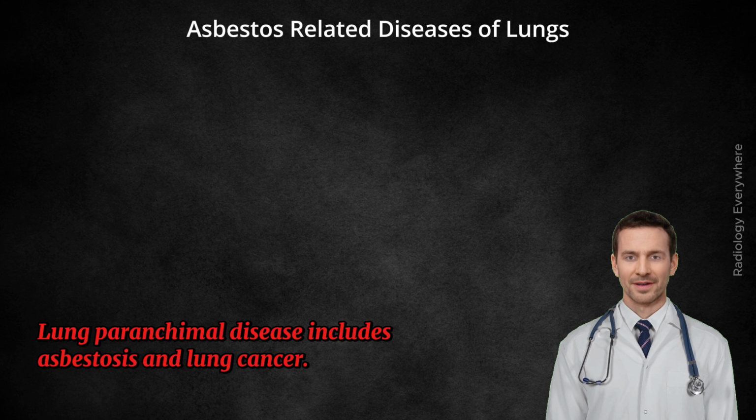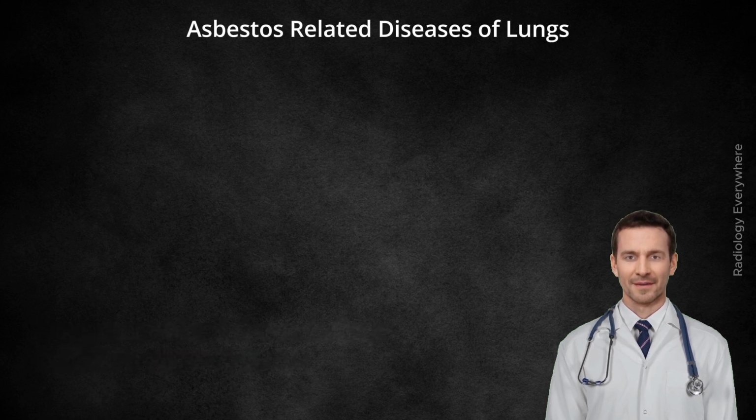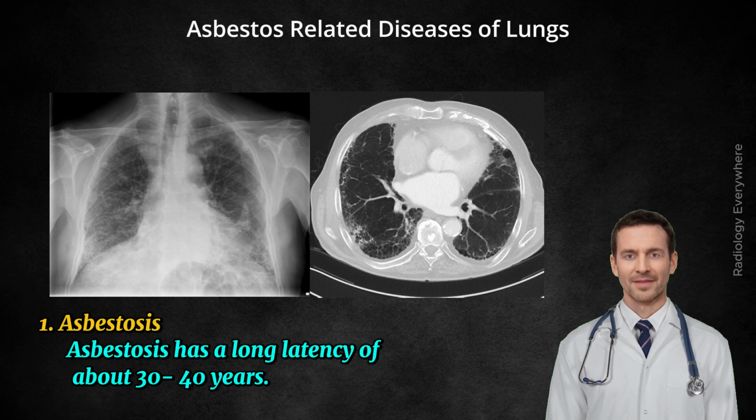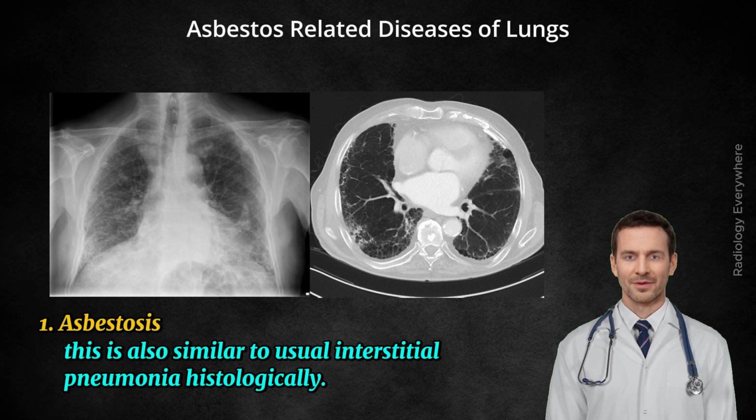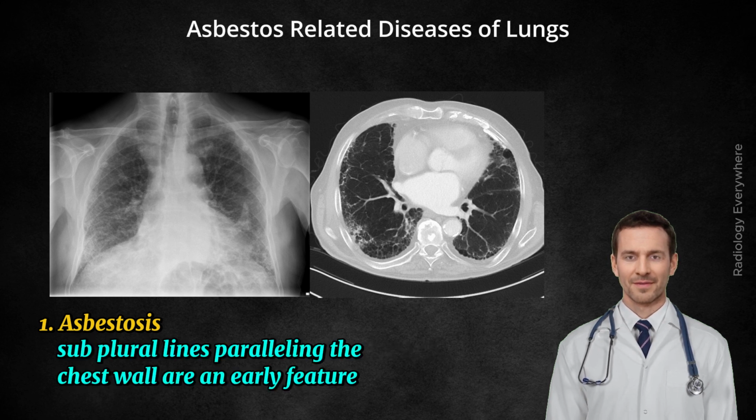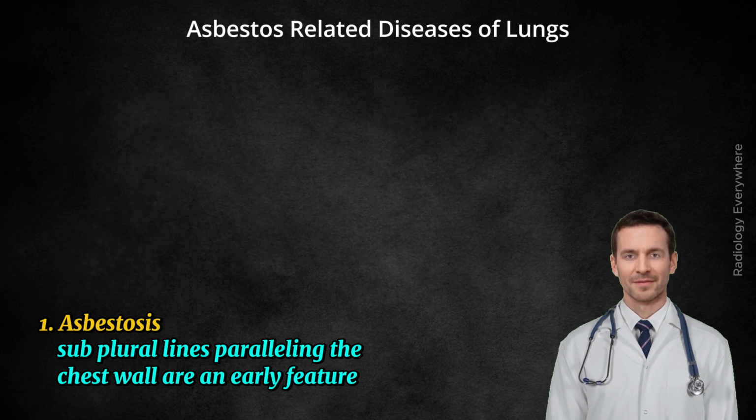Lung parenchymal disease includes asbestosis and lung cancer. Asbestosis has a long latency of about 30-40 years. This is also similar to usual interstitial pneumonia histologically. Subpleural lines paralleling the chest wall are an early feature.